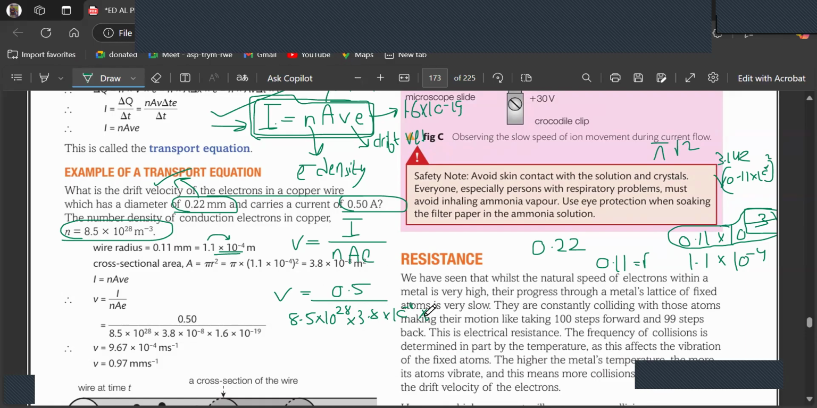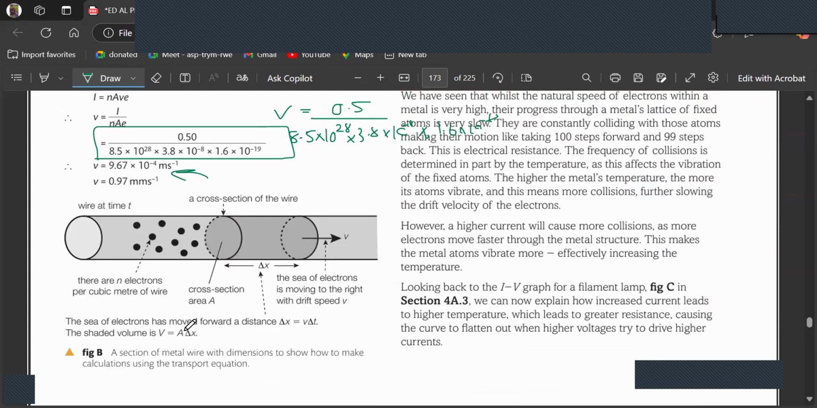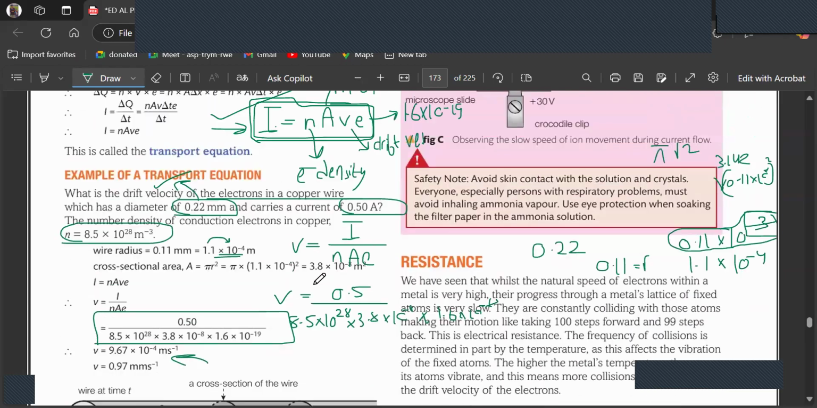Multiplied by e. And e is what? 1.6 times 10 to the power minus 19. Good. This will give you the drift velocity. Clear? This formula tells us that in a cross-sectional area of a wire, there are n electrons per cubic meter at a cross-sectional area A, and they are moving at a drift velocity of v. Got it?